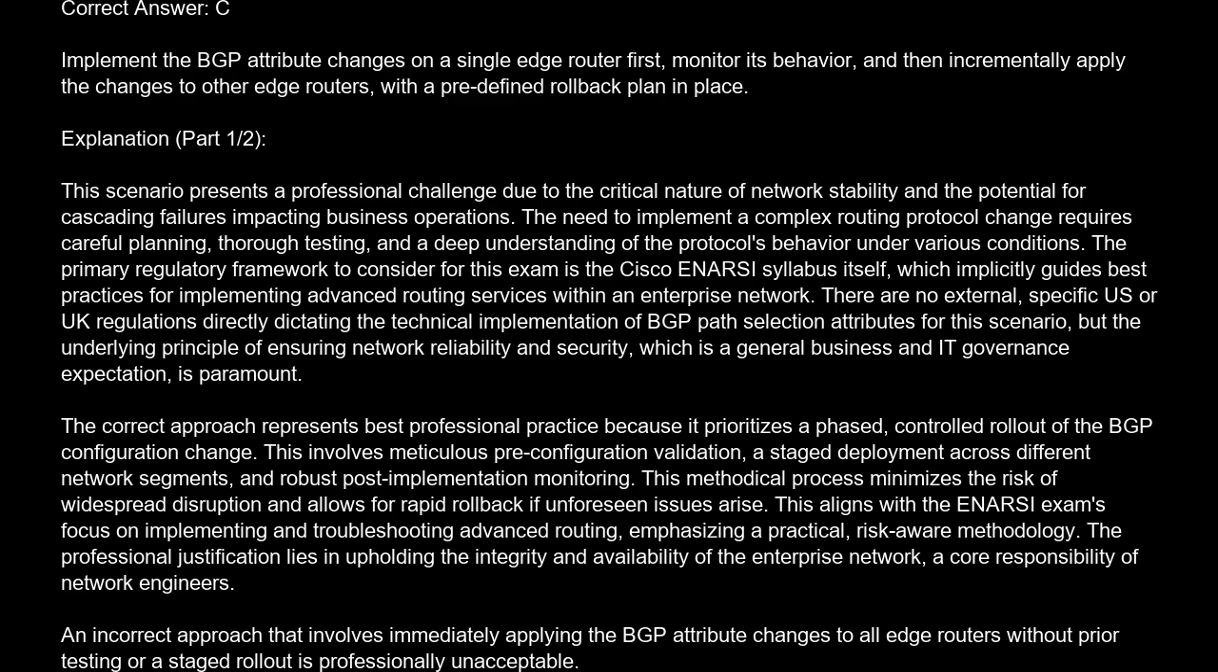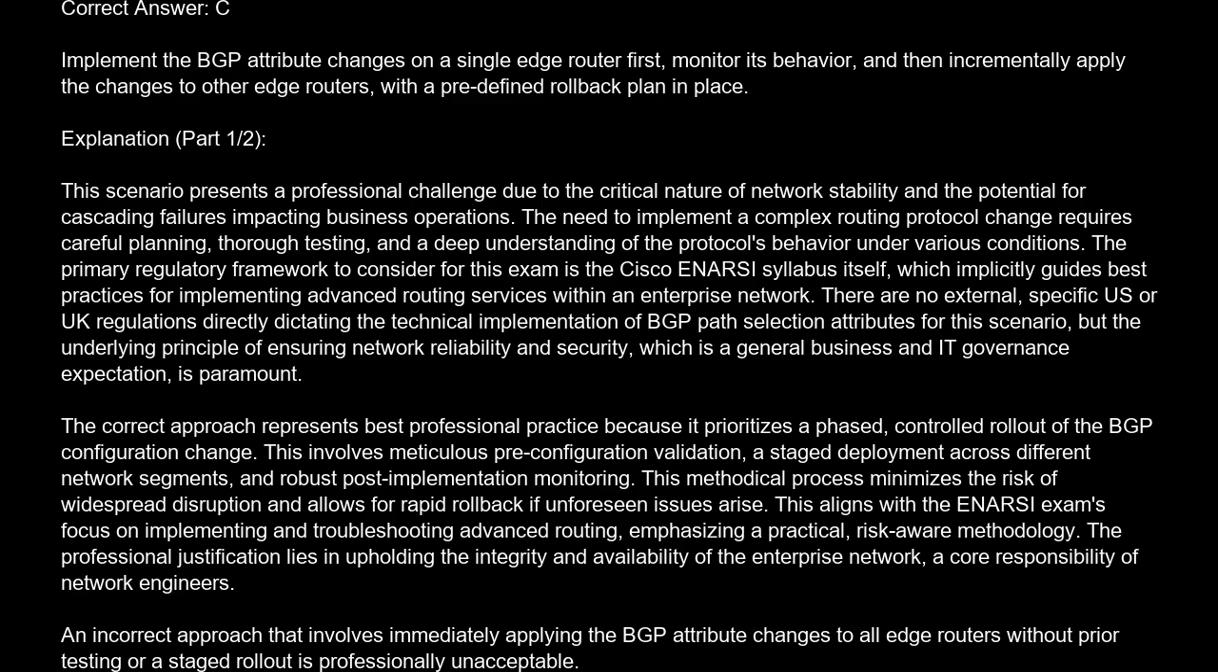The primary regulatory framework to consider for this exam is the Cisco ENARSI syllabus itself, which implicitly guides best practices for implementing advanced routing services within an enterprise network. There are no external, specific US or UK regulations directly dictating the technical implementation of BGP path selection attributes for this scenario, but the underlying principle of ensuring network reliability and security, which is a general business and IT governance expectation, is paramount.